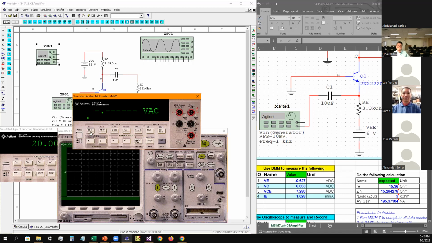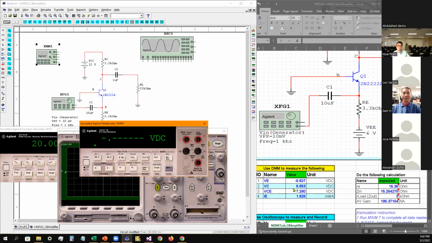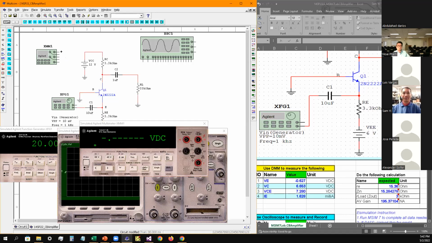So turn on, and we need DC first. That DMM would be this one right here, the second one from the bottom. Okay, so we want to switch to DC and we want to measure VE. VE would be down here, and the common or the low side needs to be connected toward the closest to the ground. And that's VE, and then you turn on your simulation to collect your data.